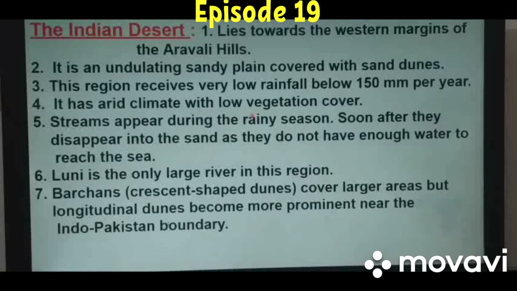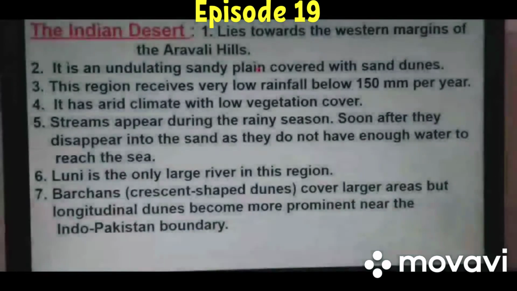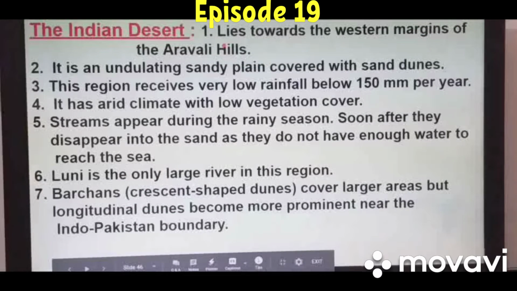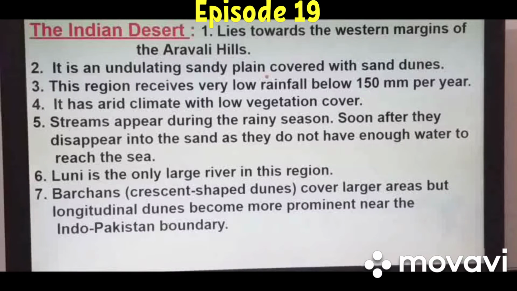Now, what are the features of the Indian deserts? It lies towards the western margins of the Aravalli Hills. Undulating sandy plain. Undulating means uneven, it is not a flat surface. Okay. Ubad khabad in Hindi we can say.